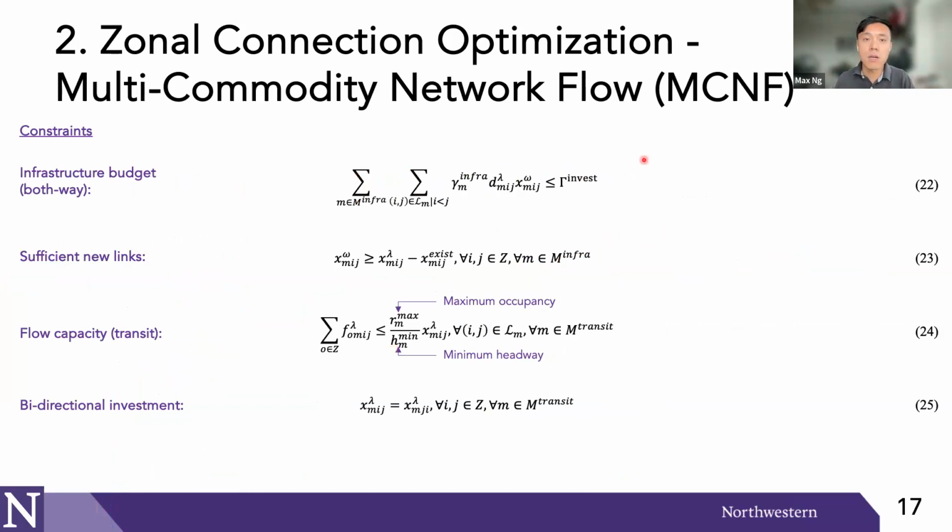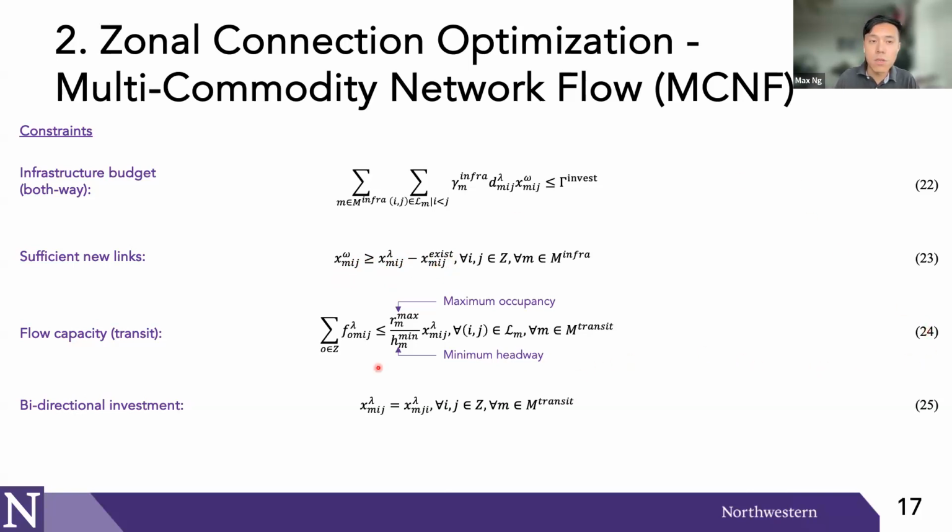Then the next 4 constraints are about the zonal connectivity and infrastructure. The first one has to make sure that we are building the new links within the infrastructure budget. We are using a distance-based estimation here, with a different unit infrastructure cost for each mode. Then equation 23 is to make sure that we are building sufficient links as required by the model. So we consider the requirement, which is lambda, and also the new links that we are going to build, omega one, and also existing links in the current network.